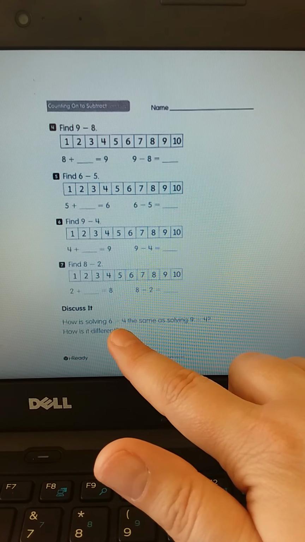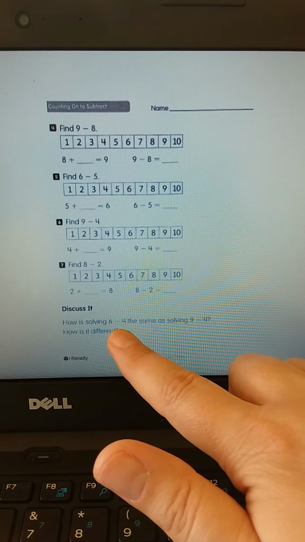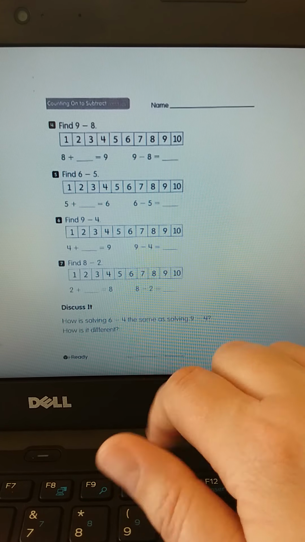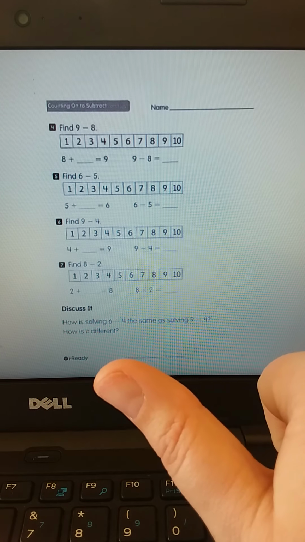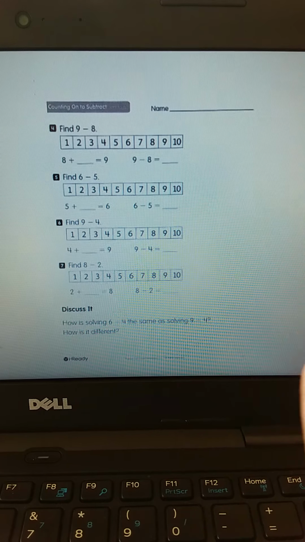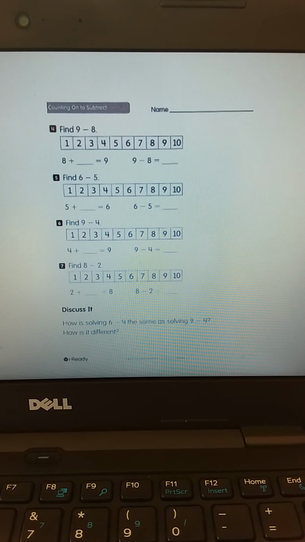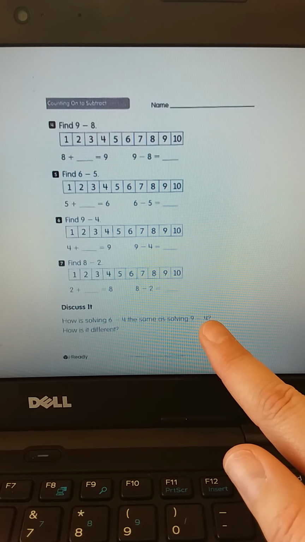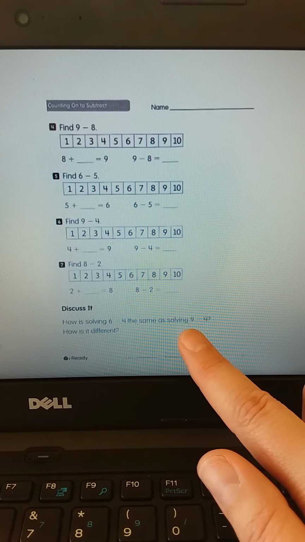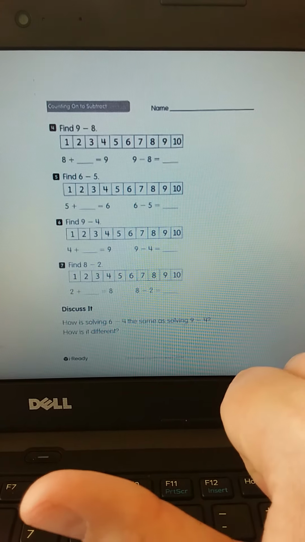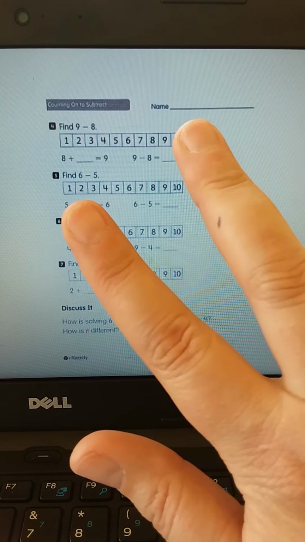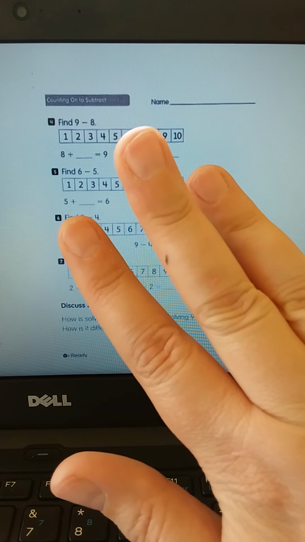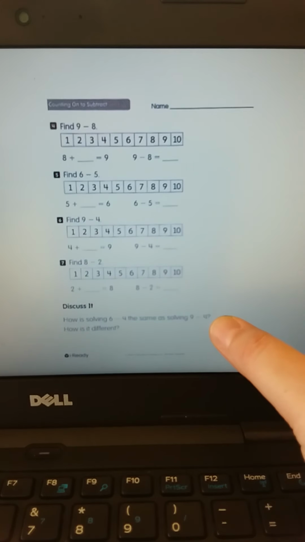And 6 take away 4 would be what? Think about that. What does 4 need to get to 6? 4 needs 1 more to get to 5, and then 1 more to get to 6. So you start at 4 and count up, and your answer is what? 2. That's right. And here you can start at 4 and count up to 9. Okay, so 4 needs 1 to get to 5, 2 to get to 6, 3 to get to 7, 4 to get to 8, and then 5 to get to 9. So 4 needs a 5.